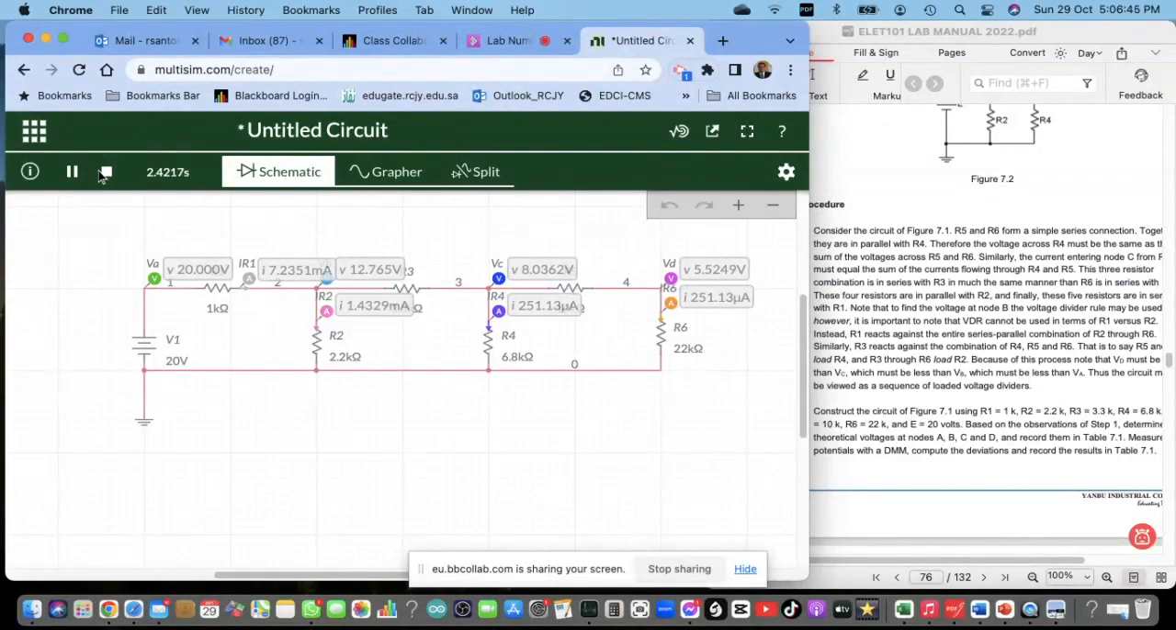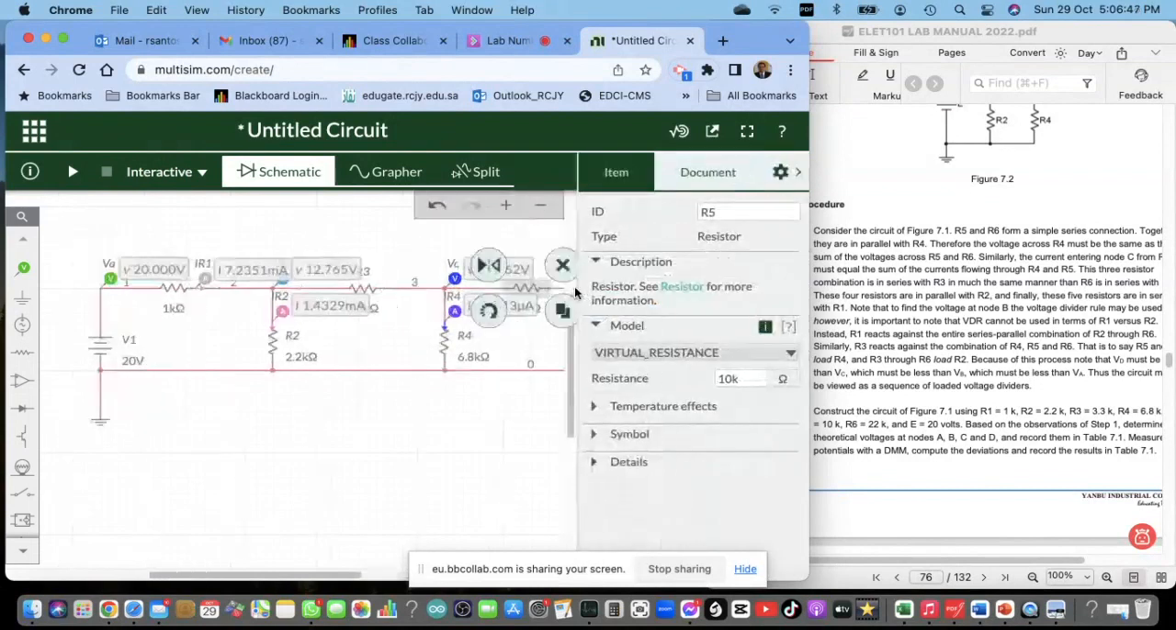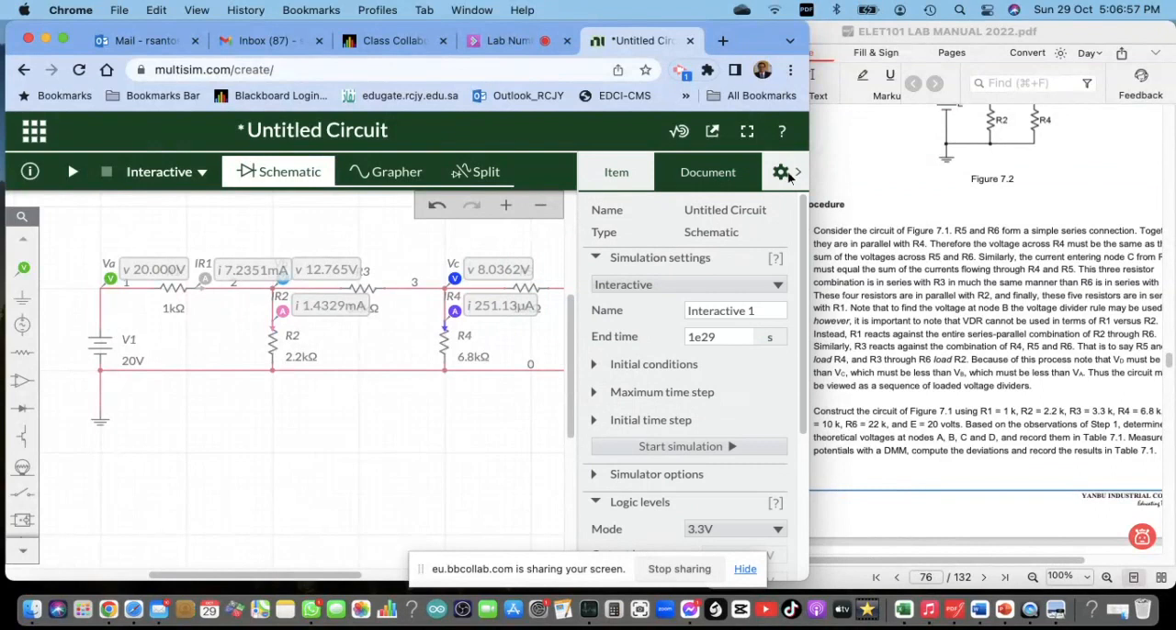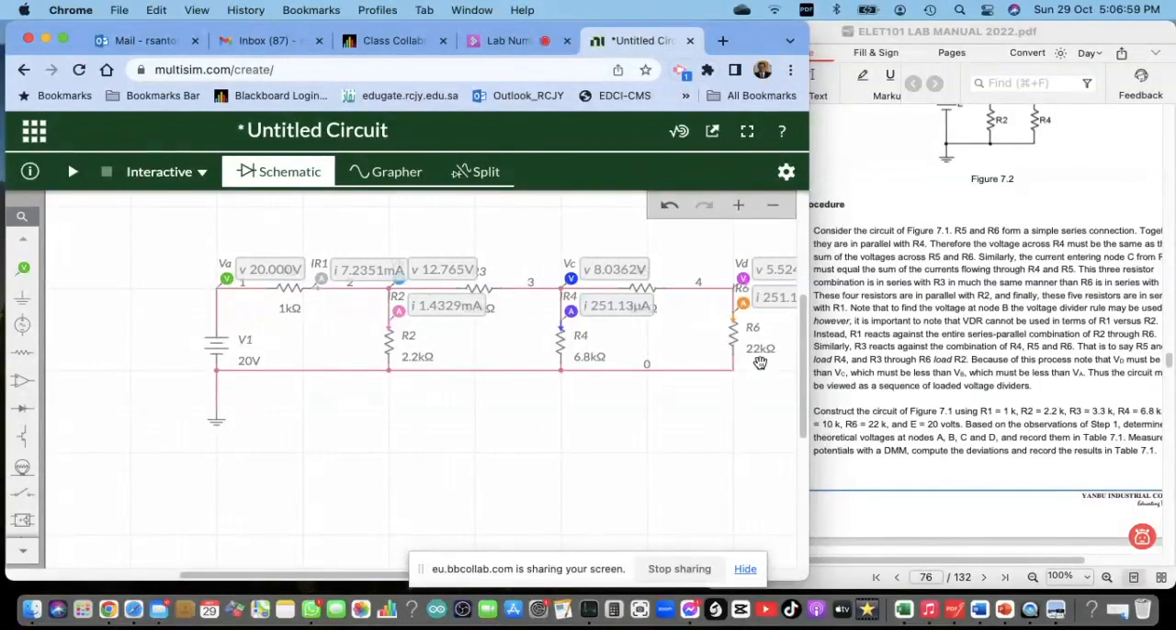What is this value? Let me see. 10 kilo. Then we have 22 kilo. Yeah, it's 10 kilo and 22 kilo here. Then we have 6.8 R3, R4. Wow.